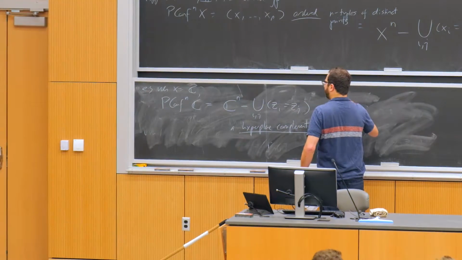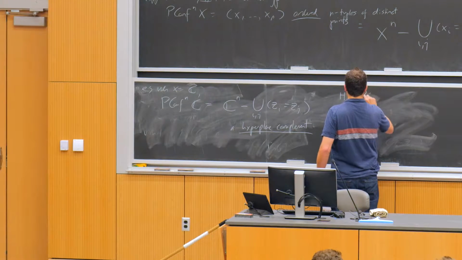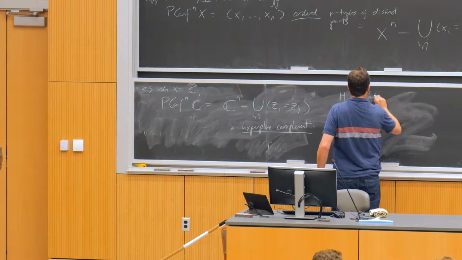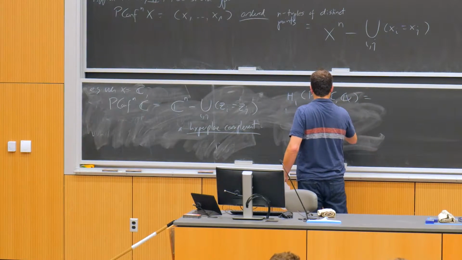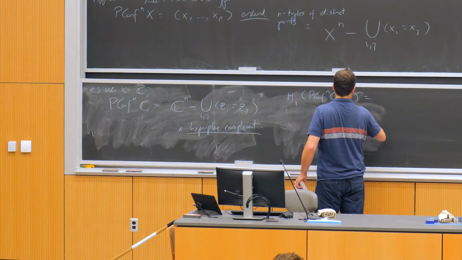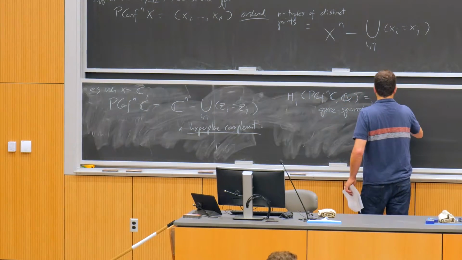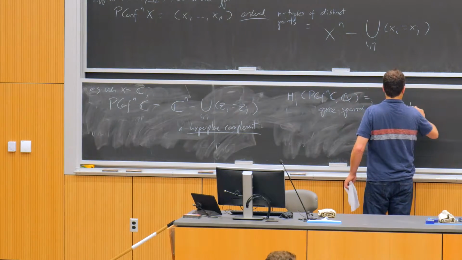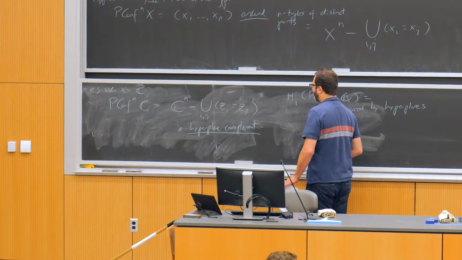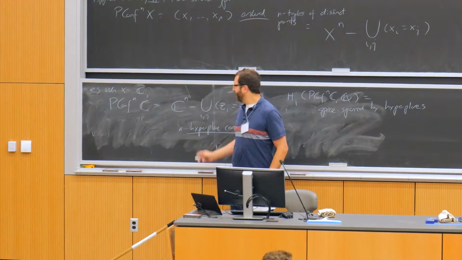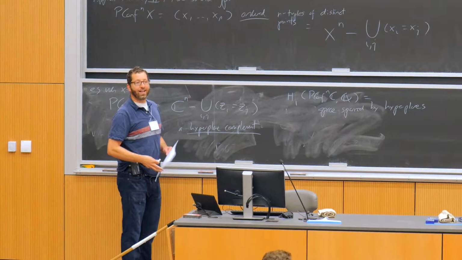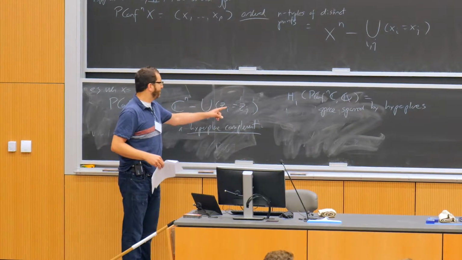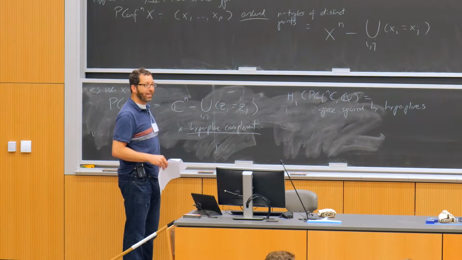So H1 of P conf C with coefficients in Q is the space spanned by hyperplanes, and well, there's n choose 2 of these, right? I mean, here they are. I guess I should have said that obviously this is for unordered pairs i and j, right? It's the same to say zi equals zj and zj equals zi.